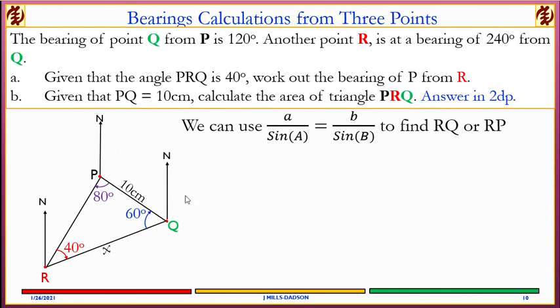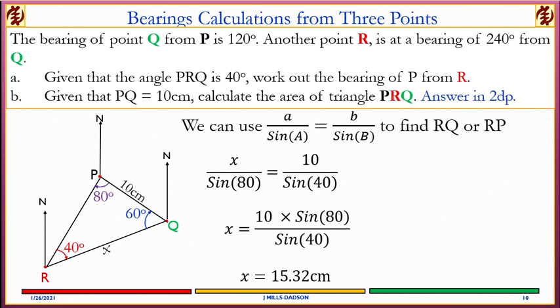So the formula says a side divided by sine of the opposite should be equal to another side divided by the opposite sine of the angle. So X over sine 80 equals 10 over sine 40. If you don't understand trigonometry, don't worry about it. You might need to go and revise that before you understand how I'm using this to solve bearing question. X is now 15.32. So knowing that X is 15.32, the included angle now becomes 60.